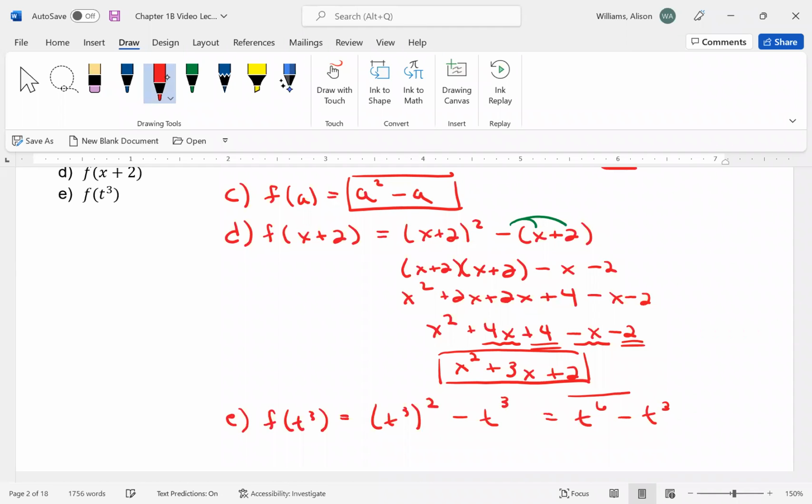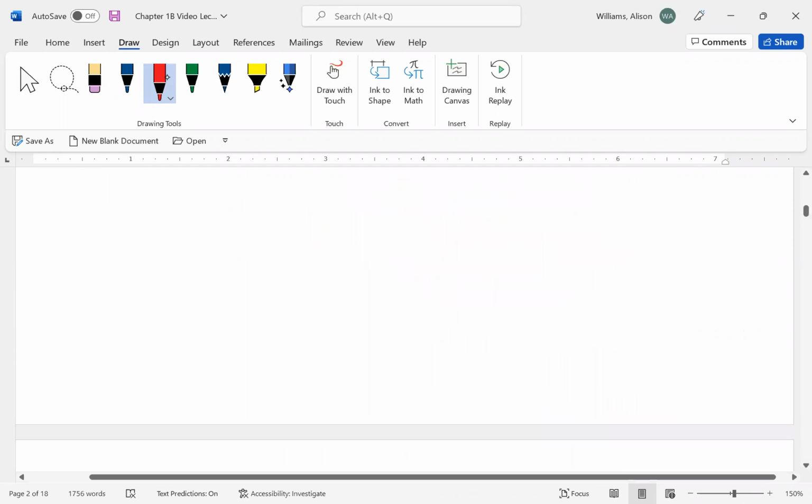That's fine. We don't have to factor our answer or anything. That's completely acceptable. We're just simplifying. And that's how we evaluate functions. Now that's useful for when we do composition of functions. So let's look at an example with that.